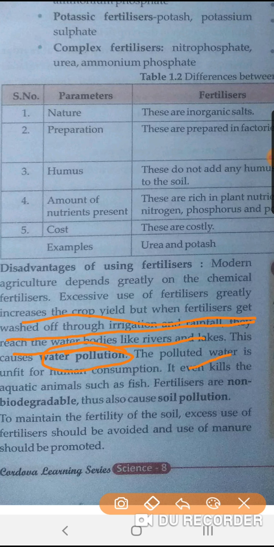Fertilizers are non-biodegradable. As we have discussed earlier, fertilizers are chemicals, so they are non-biodegradable, and in this way they cause soil pollution and water pollution. To maintain the fertility of the soil, excess use of fertilizers should be avoided and use of manure should be promoted.